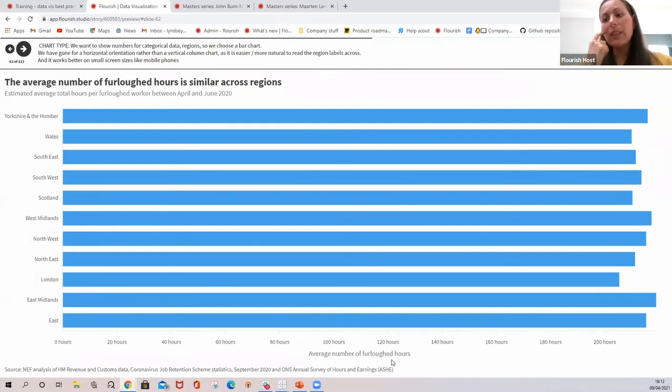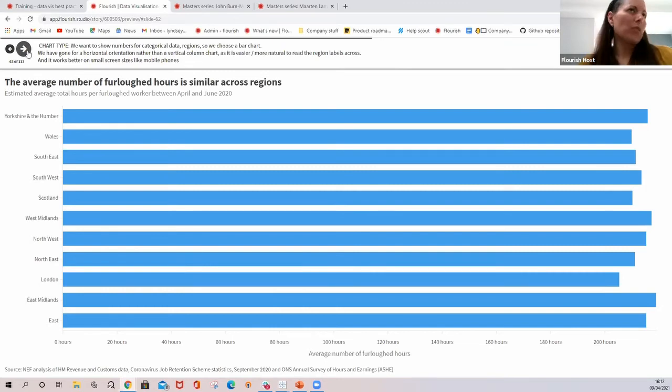And also nearly always a bar chart is better than a column chart on mobile phone because it goes downwards rather than across, and so it doesn't get so squashed up on small screens. So although it's not as common as a column chart, for me, I prefer to use bar charts.